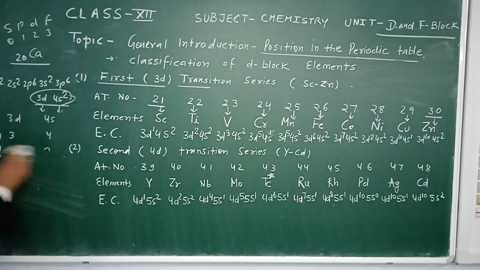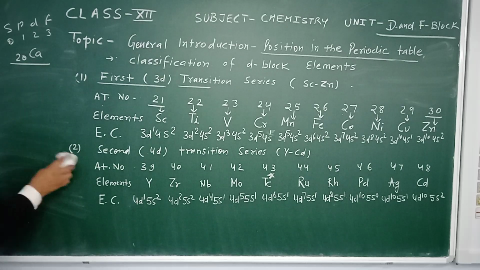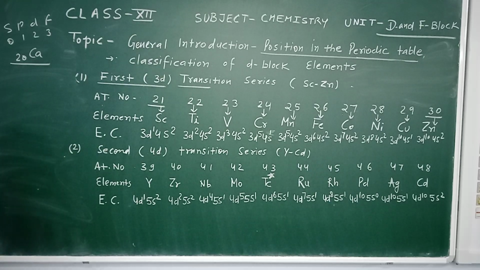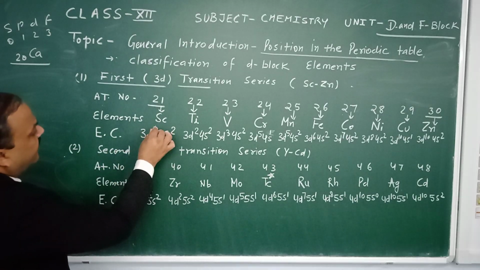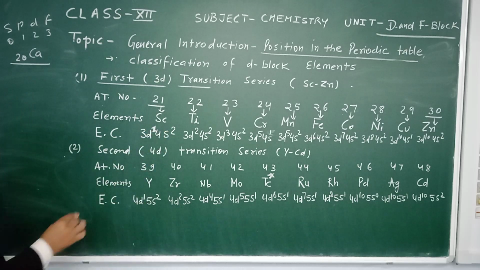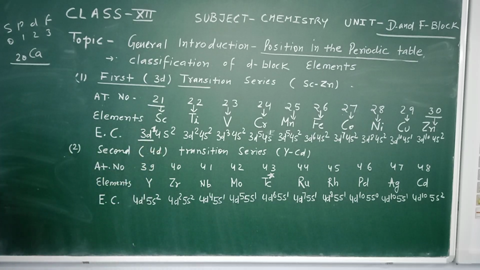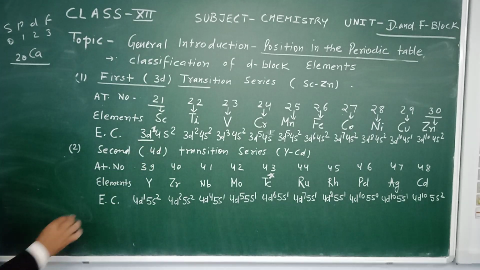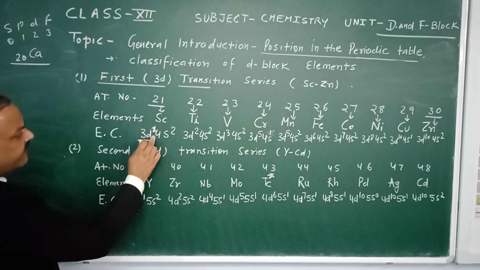So in calcium we fill the electrons in 4s, and we have a completely filled 4s in the case of calcium. Then after that we start filling the electrons into the 3d. In scandium, atomic number 21, we start filling electrons into the 3d. In this case the electronic configuration is 3d1.